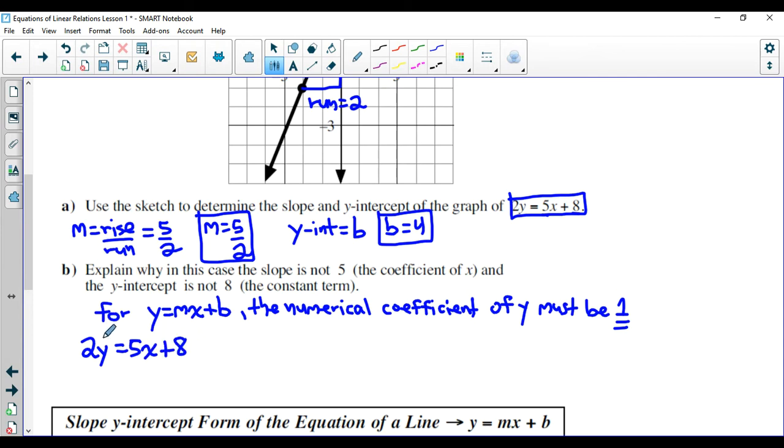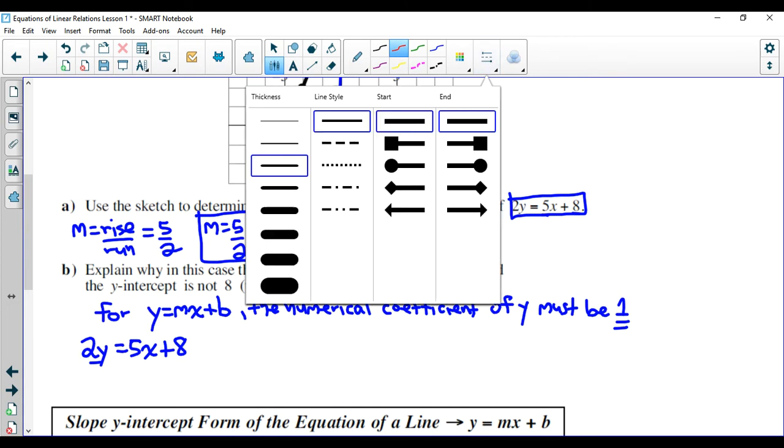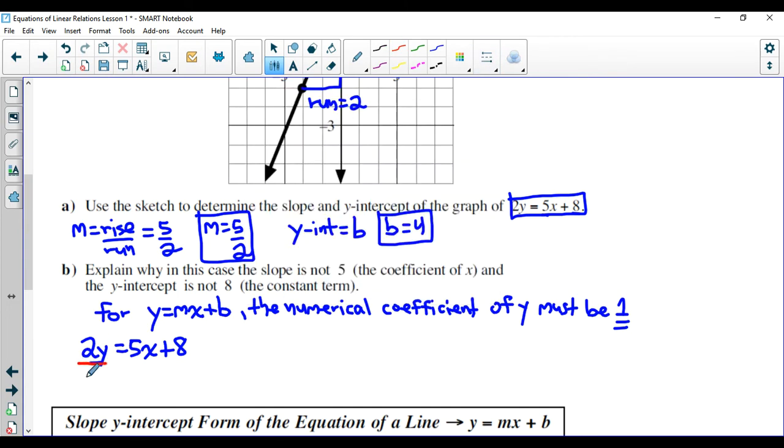Now, we can actually take this equation and turn it into the form y equals mx plus b. All we need to do is isolate the variable y. So the way we would do that is we're going to divide this side of the equation by 2. Whenever you do one side, you have to do the other. And I'm also going to divide this side of the equation by 2.